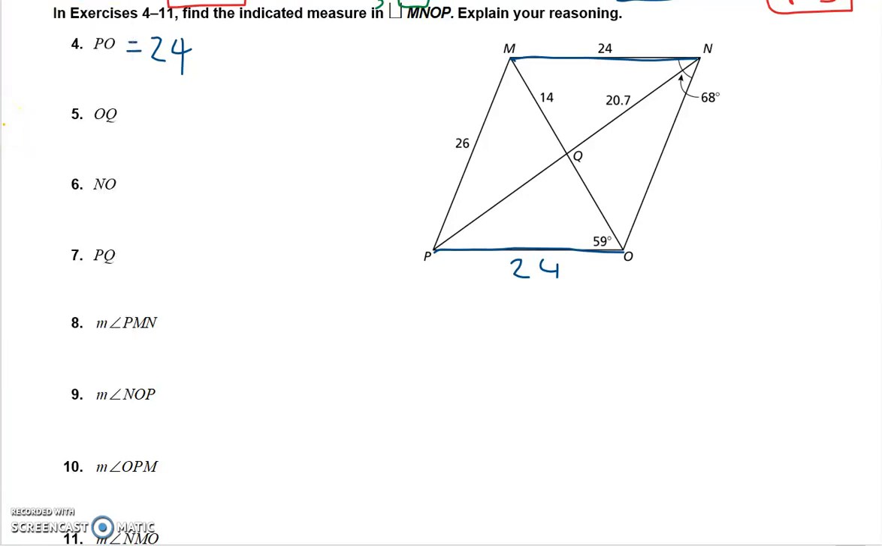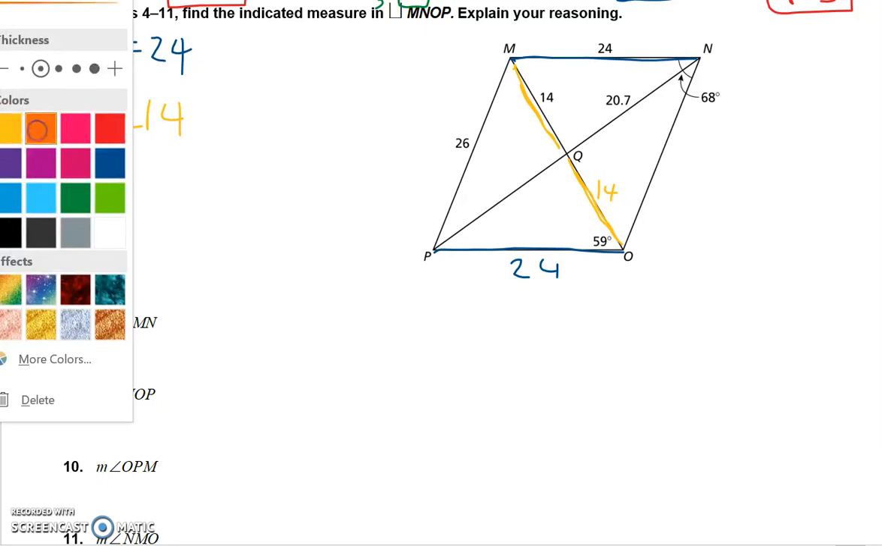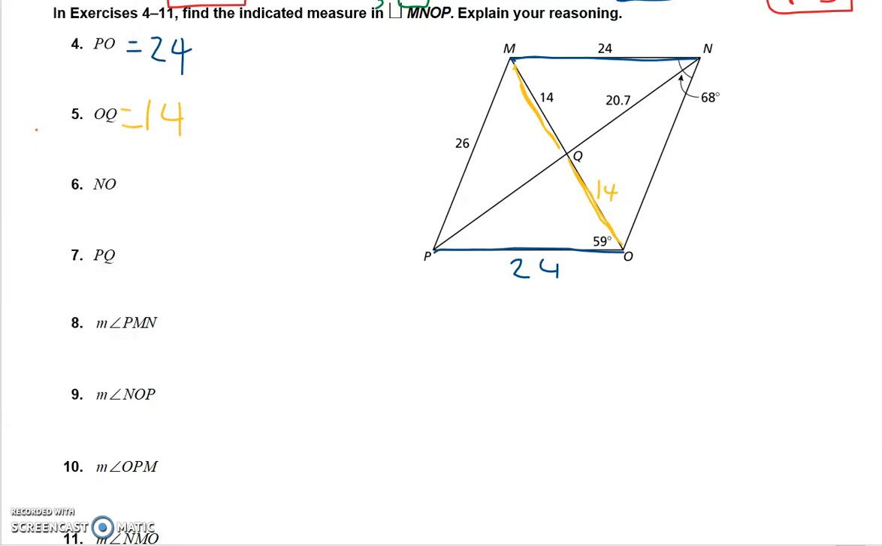OQ is this line right here. We know that this line is congruent to this line, so this is 14 also. NO is right here. NO is the same as this line over here. So it's 26. So NO equals 26.